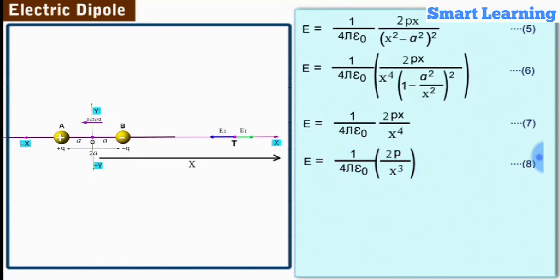Equation 8 can be expressed as 1 by 4 pi epsilon naught into 2p by x cube into p cap, where p cap is the unit vector along the dipole axis in the direction from -q to +q. Let us label it as equation 9.